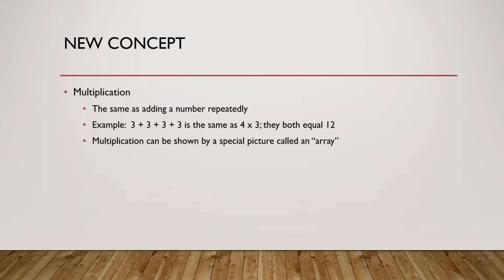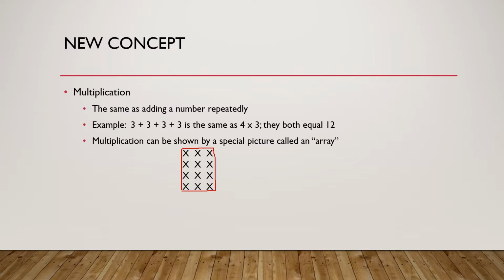And multiplication can also be shown by a special picture called an array. I usually use X's when I make my array. So here's my array of 4 times 3. And you'll notice that in multiplication, your array will always make a rectangle shape. That's important to remember when we talk about a special kind of multiplication called perfect squares. We'll talk about those later on in your math later this year.